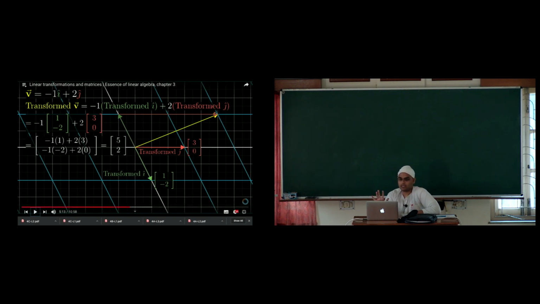Okay. Now, just so that I can see whether you got it or not: at the beginning, what was that i bar? How can I write this? 1, 0. That would be the representative of the 1, 0. Right now it got transformed to 1, -2. j was 0, 1. It got transformed to 3, 0. Okay.